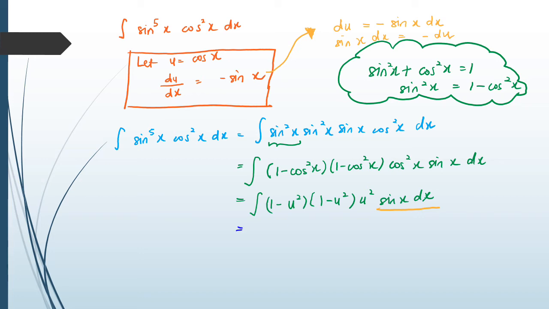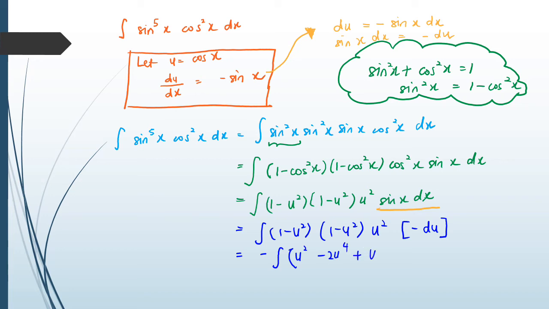Hence, the next step would be 1 minus u square, 1 minus u square, u square, negative du. And I have successfully converted all x terms into u terms. Simplifying this would give you negative u square minus 2u to the power of 4 plus u to the power of 6 du.